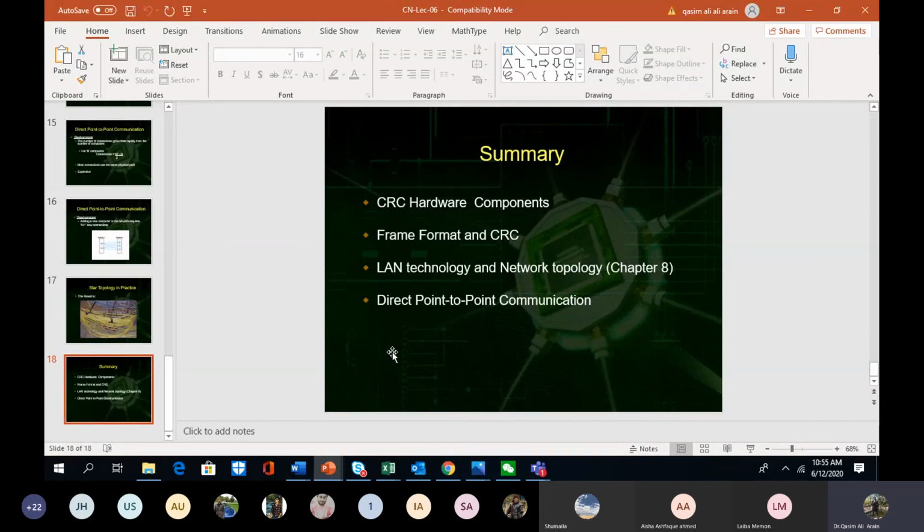Then we have discussed so far the LAN technologies and the network topologies. We have given the general idea regarding what is LAN. I already discussed that with you, and then we discussed the network topologies also. Then we have discussed direct point-to-point communication. I mean, how point-to-point communication is helpful and what are the disadvantages of point-to-point communication.